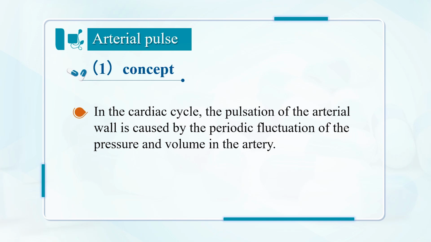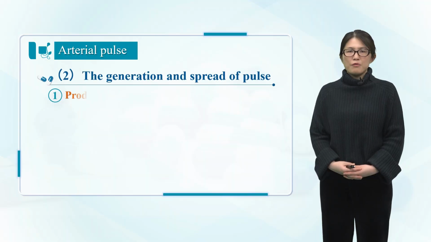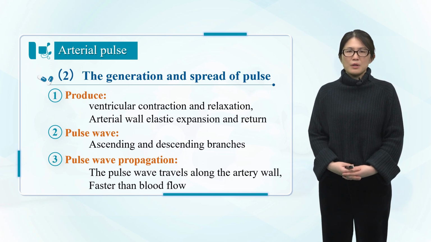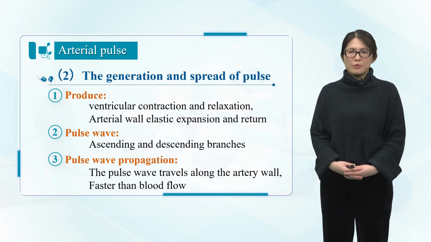Arterial pulse refers to the periodic fluctuation of the arterial wall caused by periodic changes in the pressure and the volume in the artery during each cardiac cycle. The waveform of the superficial arterial pulse recorded with the pulse recorder is called a pulse graph. A typical arterial pulse graph is composed of ascending and descending branches, and different waveforms have different meanings.